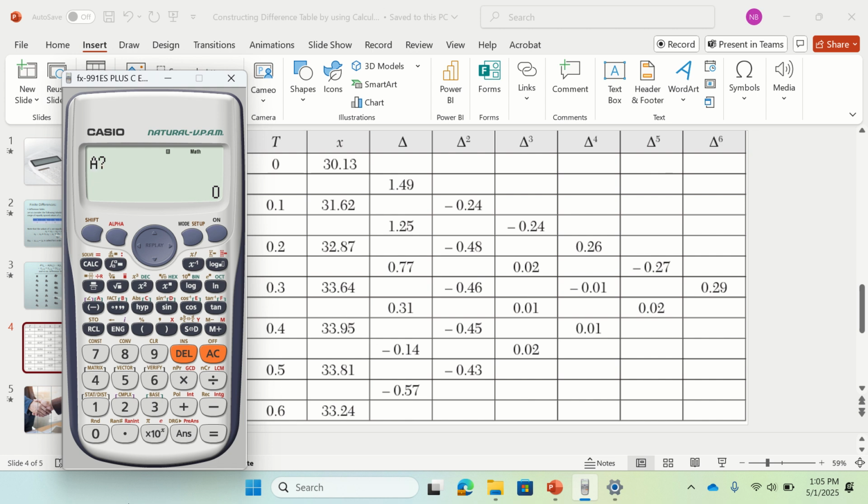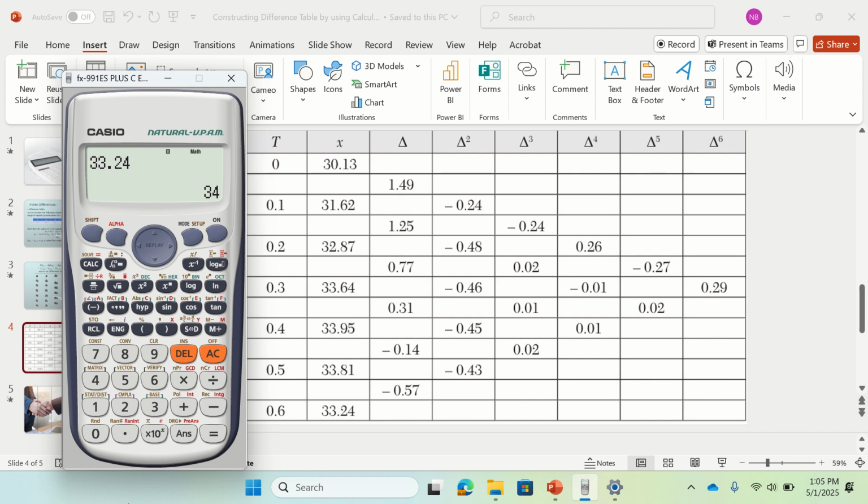Press equal. Then it asks about A, which is 30.13. Then it asks about C, which is 32.87. Then D is 33.64. E is 33.95. F is 33.81. And the last one is 33.24.